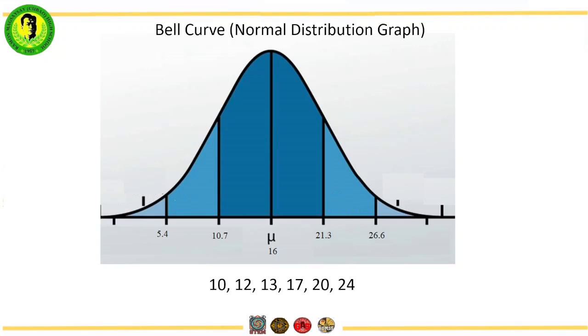So if we analyze our raw data 10, 12, 13, 17, 20, and 24, those data are concentrated in the middle of our bell curve. Therefore, these 10, 12, 13, 17, 20, 24 kilograms of dogs are at the normal or average weight of dogs. So the data is not dispersed.